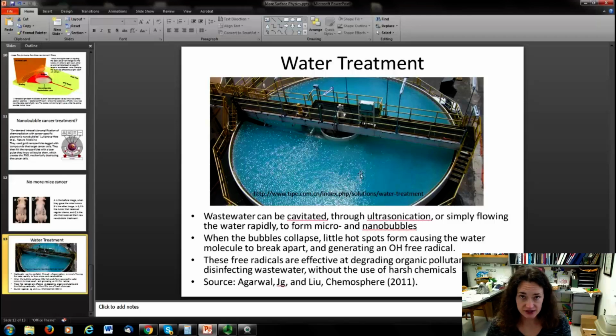Well, the idea is that when the bubbles actually collapse, they form little hot spots. The temperature goes up within those spots. And the high temperatures cause the water molecule to break apart, and it generates free radicals, specifically hydroxyl radicals. And then those free radicals are known to be pretty effective at degrading organic pollutants and disinfecting the wastewater without the use of harsh chemicals.